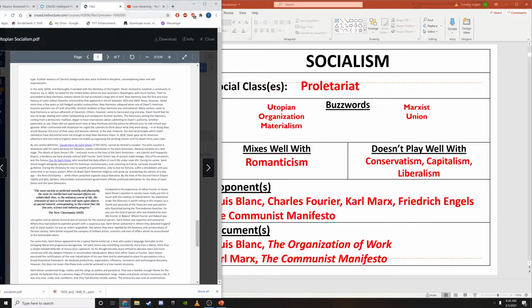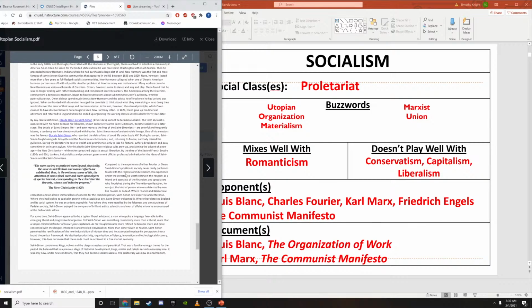Compared to the experience of either Fourier or Owen, Saint-Simon's position in society never really put him in touch with the realities of industrialism. His experience under the Directory is worth noting in this respect. As a friend and associate of the financiers and speculators who flourished during the Thermidorian reaction, he was just the kind of person who was detested by men like Fourier or Babeuf.